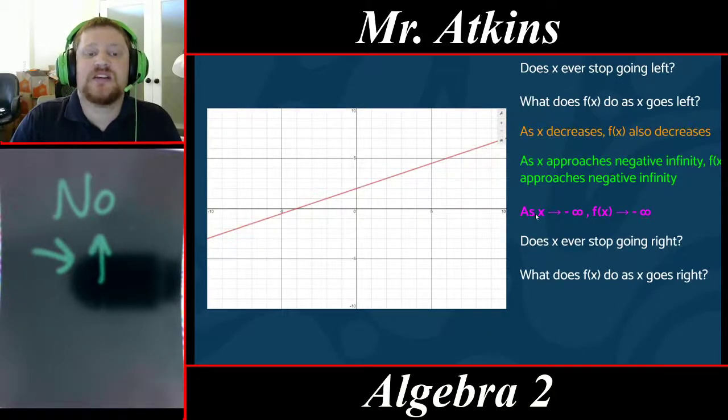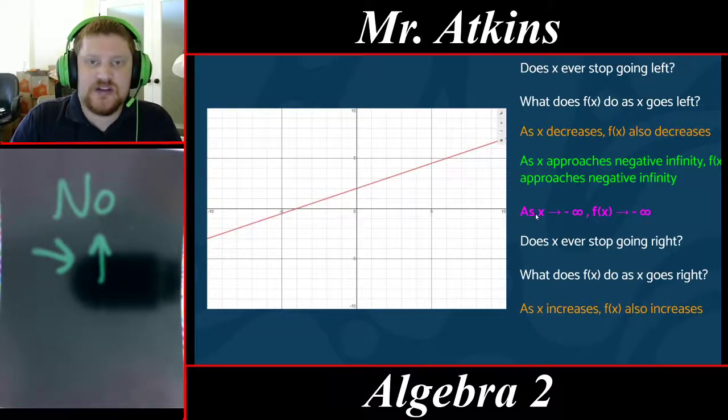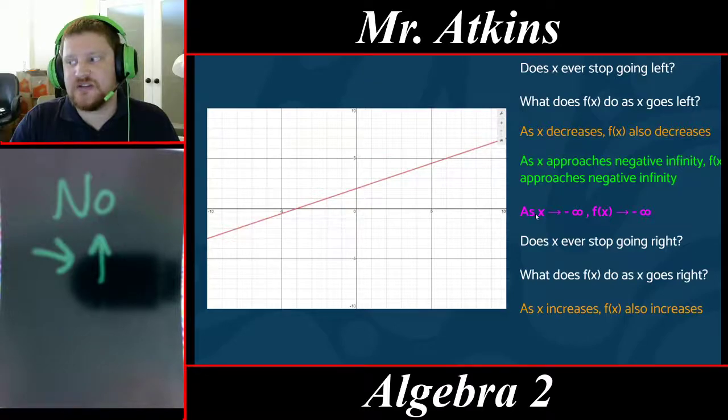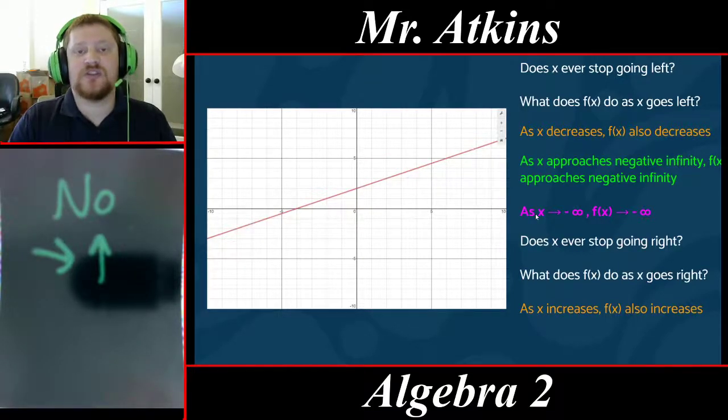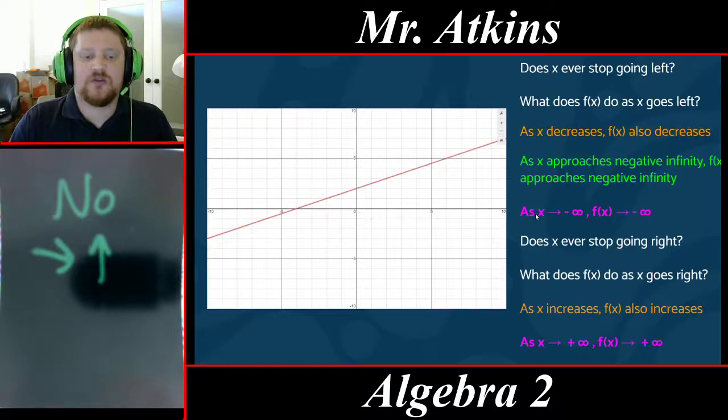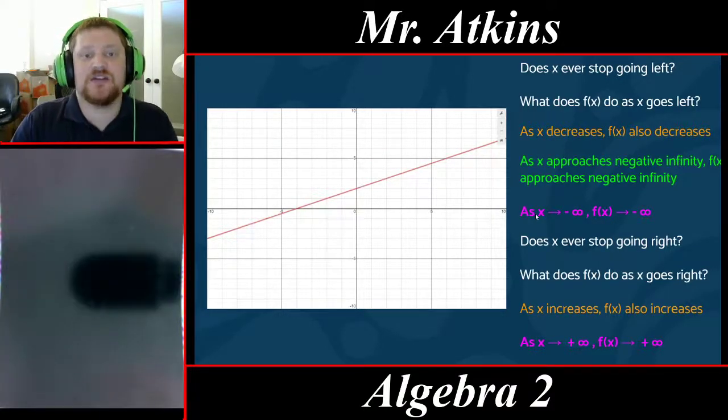Now we word this the exact same way as before. As x increases, f of x also increases. And again, we can use those same mathematical symbols. As x approaches infinity, f of x approaches infinity. Let's take a look at the other example that we had yesterday.